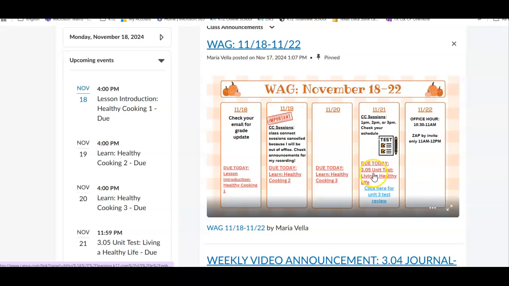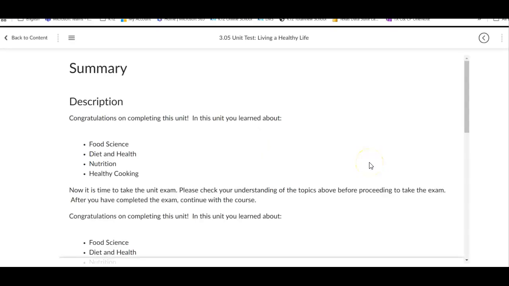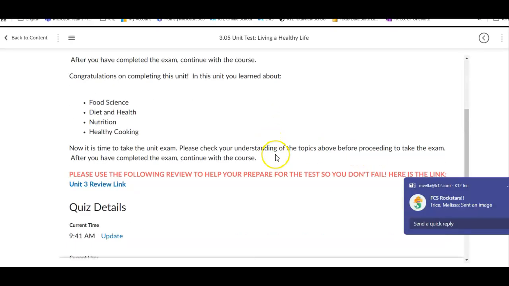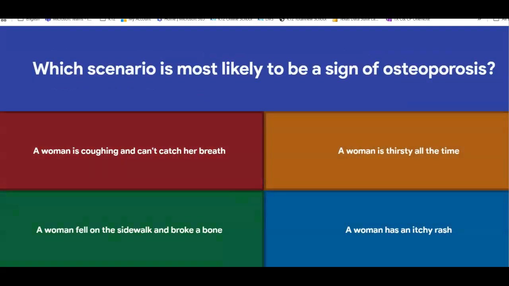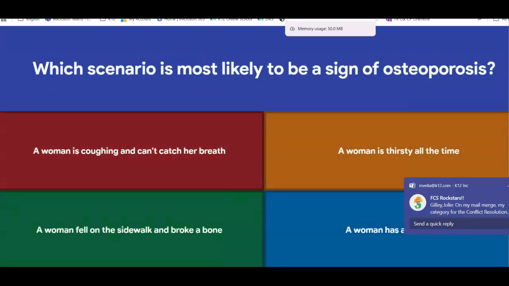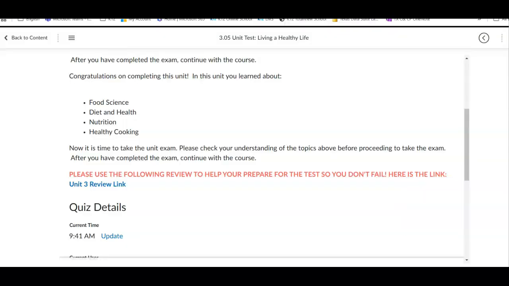If you click on the unit test, you can get right to it from my WAG. You can also get to it from the content, but I just wanted to show you this. And it says, please use the following review to help you prepare for the test so you don't fail. Here is a review link. So then this opens up in another window, and this is a practice, and it has the questions and answers that you'll be needing to review on the quiz. Or I'm sorry, the test.